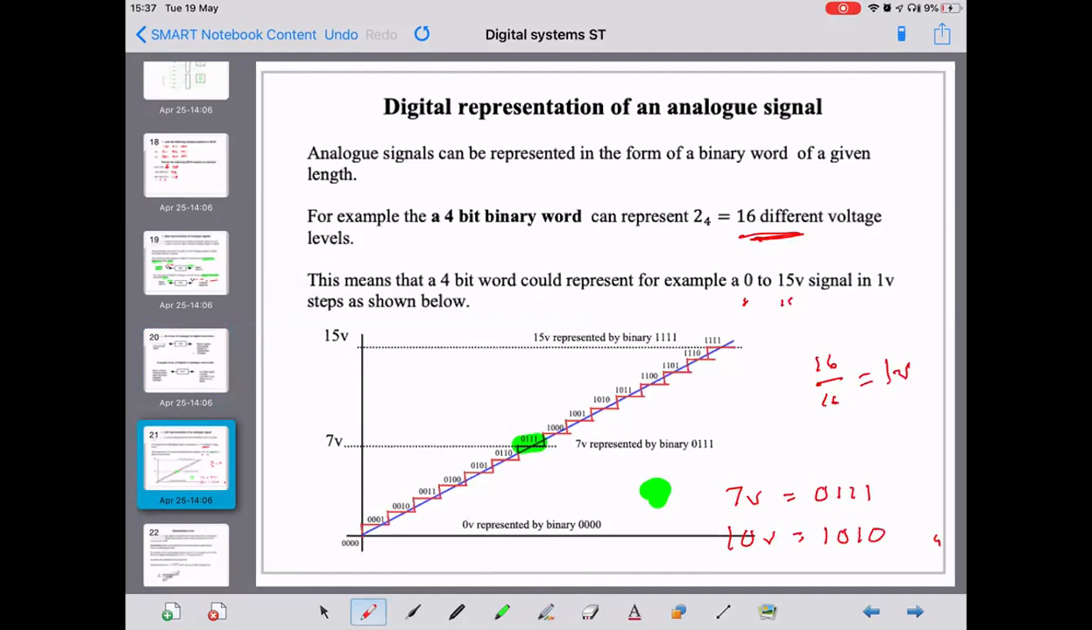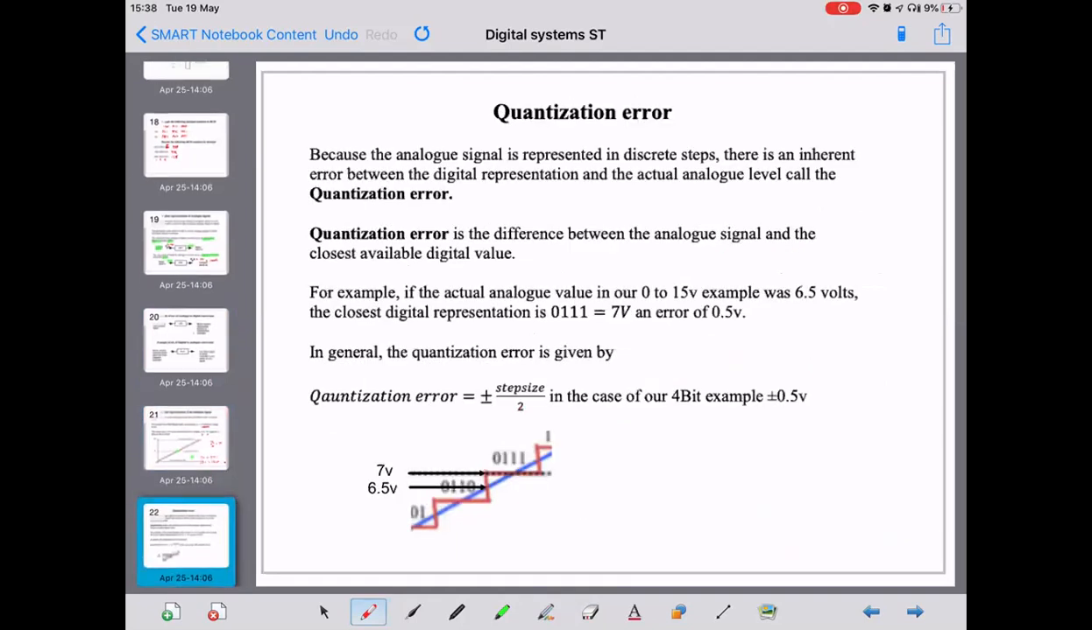Okay, so when we represent that voltage with just a 4-bit word, it's quite easy to see that it's a pretty crude representation of that straight line analog voltage represented by the blue line going through the middle. And that brings on to something called quantization error. Because the analog signal is represented in discrete steps, there's an inherent error between the digital representation and the actual level, called the quantization error.